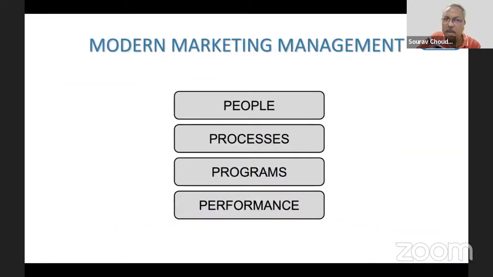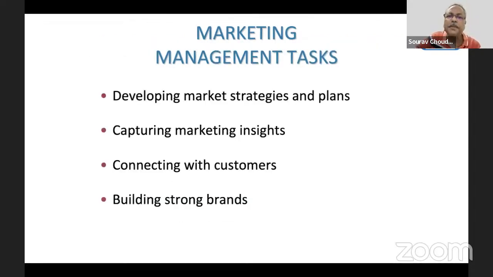So modern marketing management is four things more than the 4 Ps. The 4 Ps of product, price, place, and promotion. And then we also talk about people, process, programs, and performance. These all put together become modern marketing. And marketing management tasks would be developing marketing strategies and plans, capturing marketing insights, very, very important. Capturing marketing insights focused on the consumers and the customers.